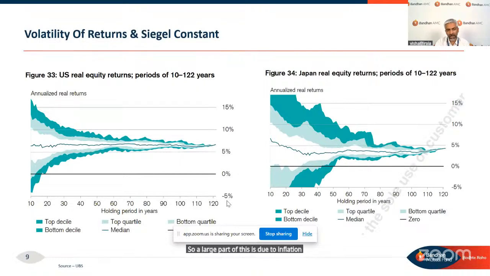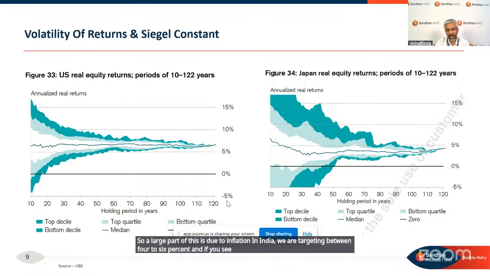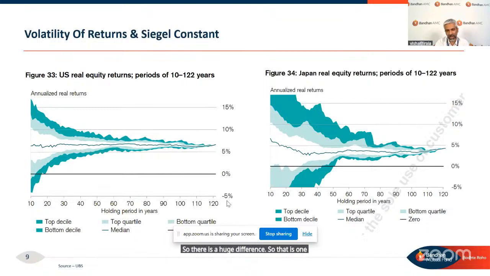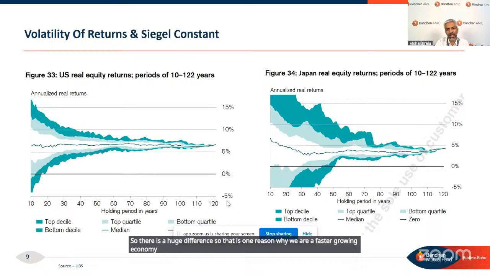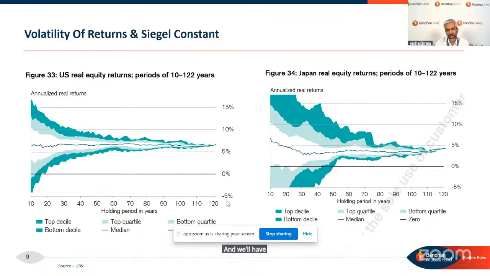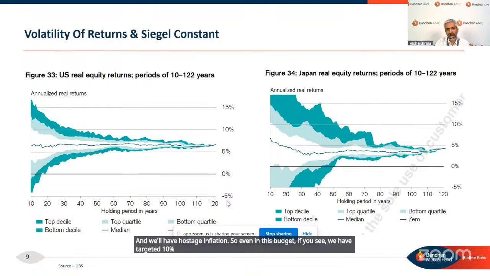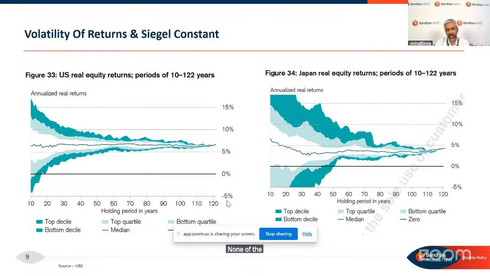In India, we are targeting between 4 to 6%. And if you see most of the developed countries, they are targeting 2%. So there is a huge difference. That is one reason why we are a faster growing economy, relatively, and we'll have faster inflation. Even in this budget, we have targeted 10% nominal GDP growth. None of the large economies globally will have 10% nominal GDP growth, even with such high inflation.